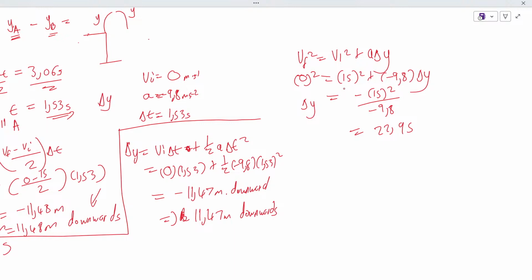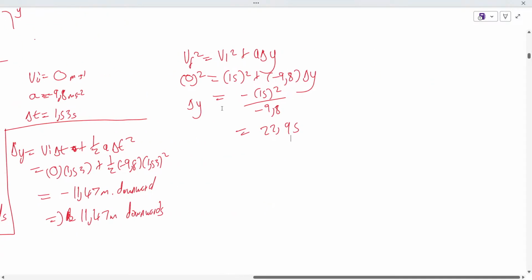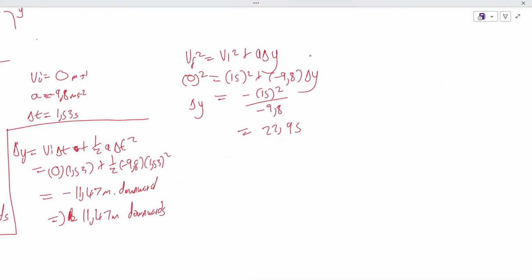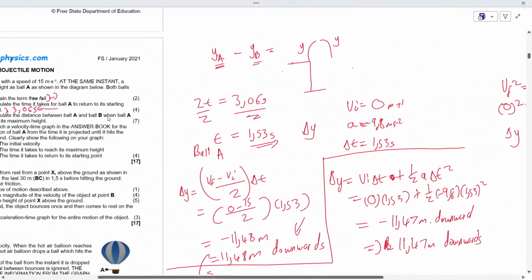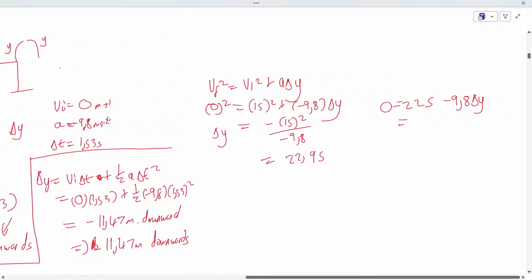22.95. So this one is going to come here, and let me just do it manually. So the square root of 15 squared is going to be 225 minus 9.8, and then y equals 0, and this is going to come this side. Yeah, it's still going to give us the same thing. Okay, let me look at the scenario. It says that there is 15, there is the change in y.